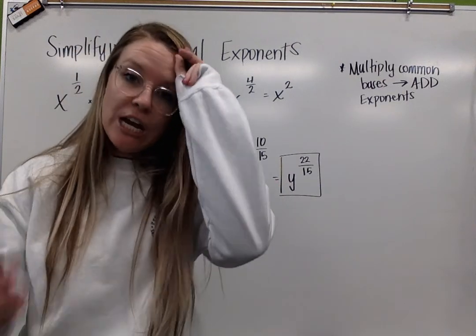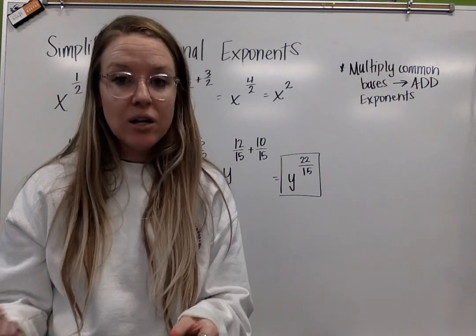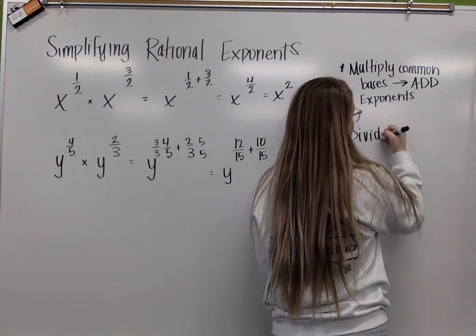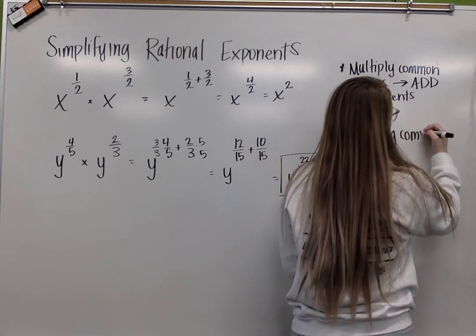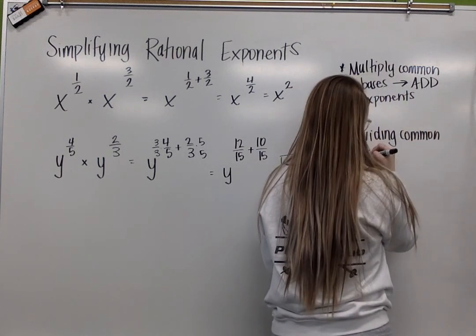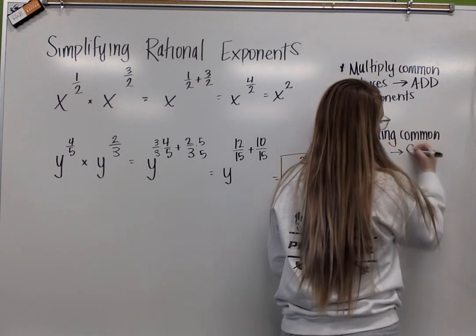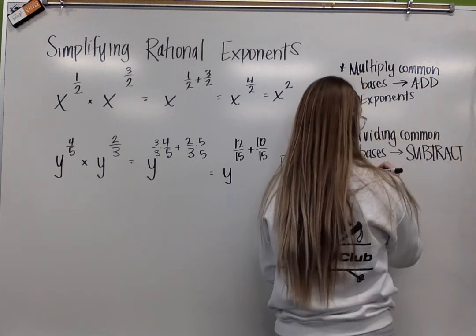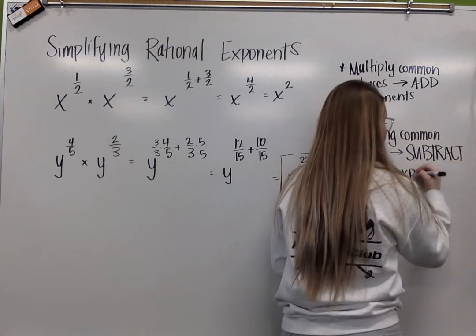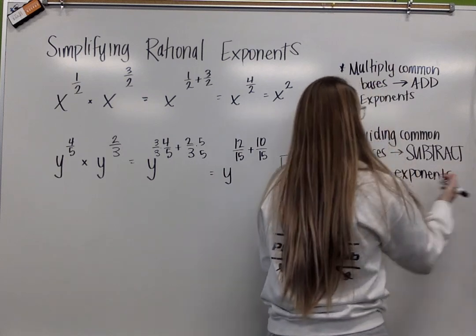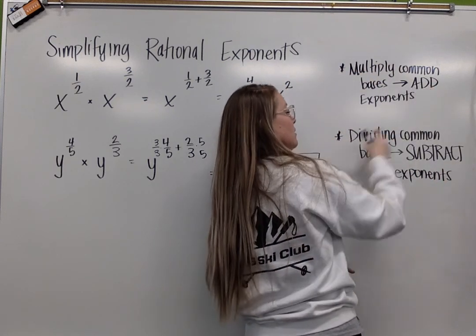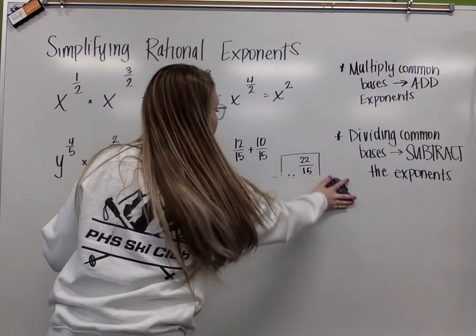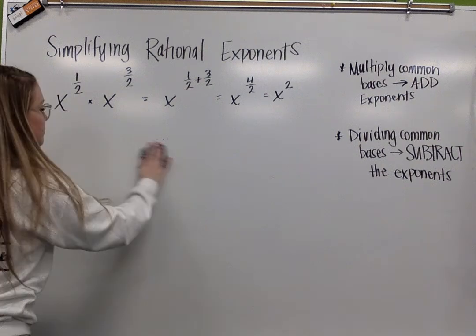So the only thing that's going to change with division is when we divide, we subtract. So when we are dividing common bases, we are going to subtract the exponents. Only change. Multiply means add, divide means subtract the exponents. Okay, so let's take a look.